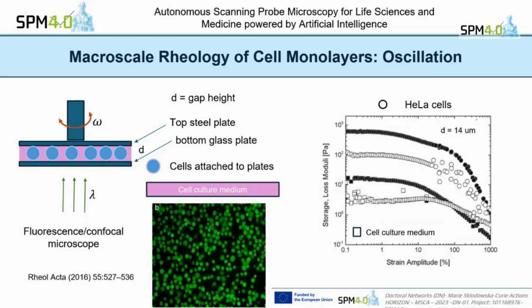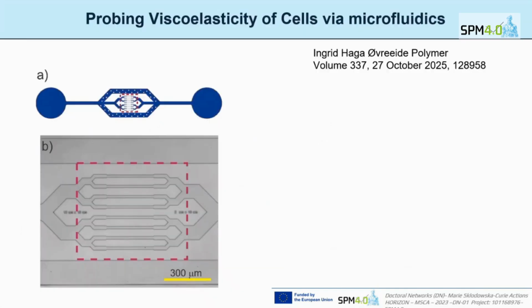These are results for a different cell line because the cell's height was larger. The gap size had to be increased, and just to show for the control, if we measure just the medium, we can prove that we actually sense the presence of the cells.